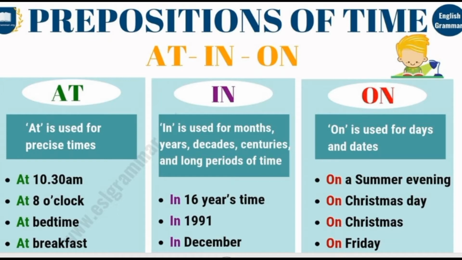At, remember that we use for precise times. Examples, at 10:30 a.m., at 8 o'clock, at bedtime, at breakfast. The use of in is for months, years, decades, centuries, and long periods of time. Example, in 16 years' time, in 1991, in December, and on is used for days and dates. Examples: on a summer evening, on Christmas Day, on Christmas, on Friday.